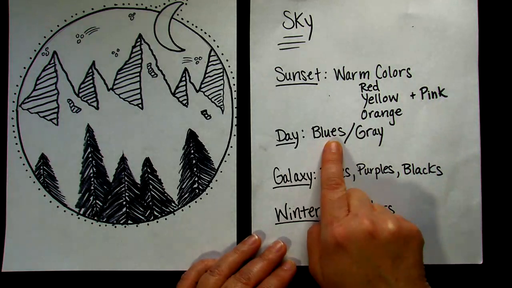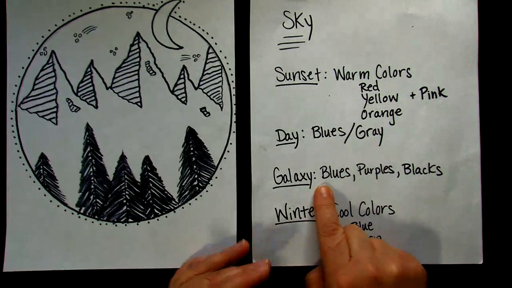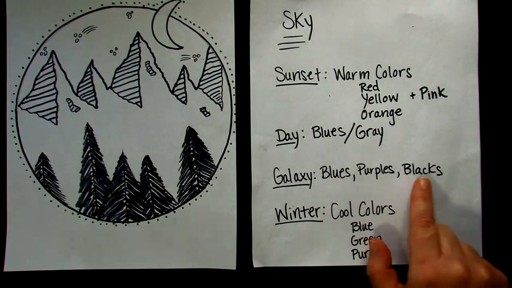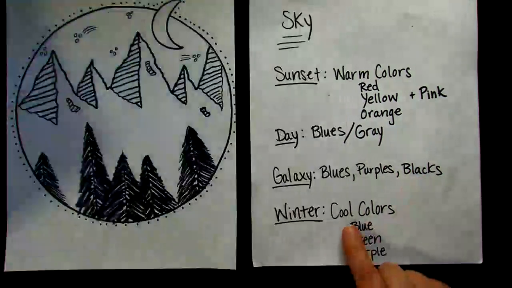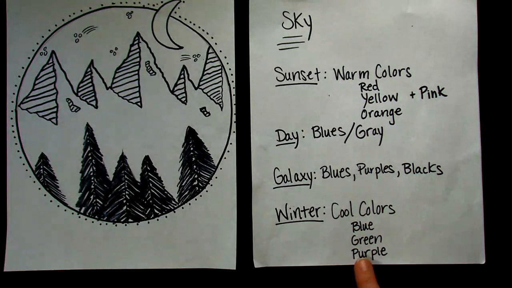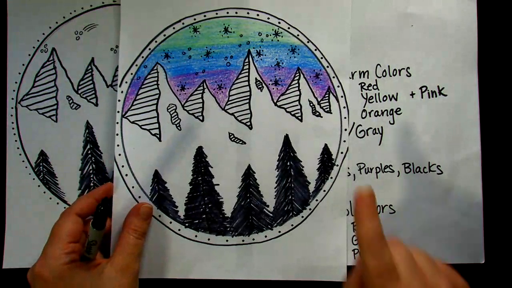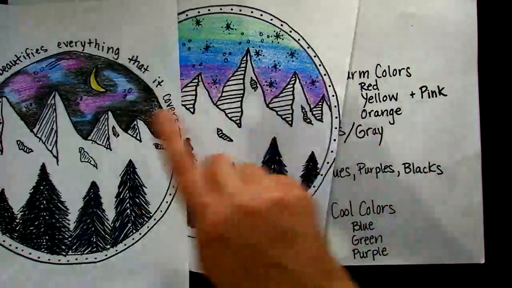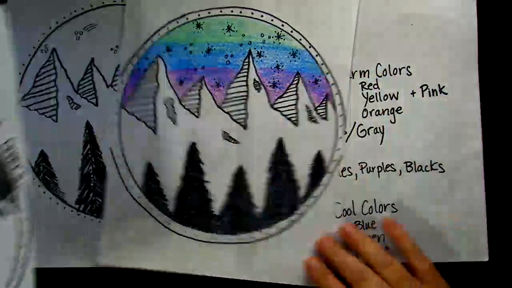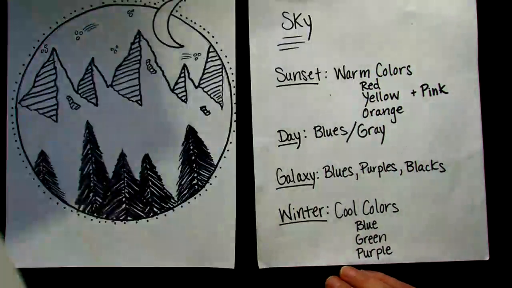During the day, if it's a sunny day, the sky's nice and blue. This time of year where we live, it's pretty gray. The night sky, you would use a mix of blues, purples, black. That's what I did here. Cool colors, blue, green, and purple for more of a winter sky. So you decide, and you could put them in little patches of color like I did here. You could do the colors going across in stripes like I did here. So lots of options.